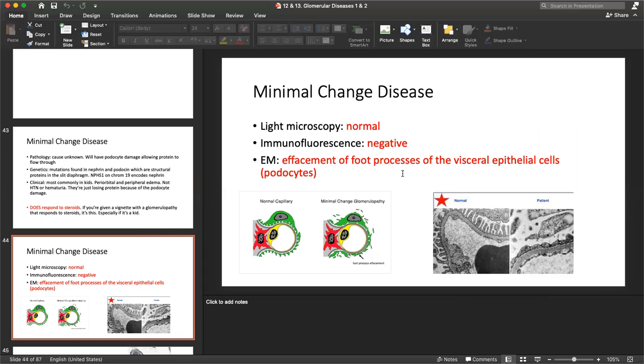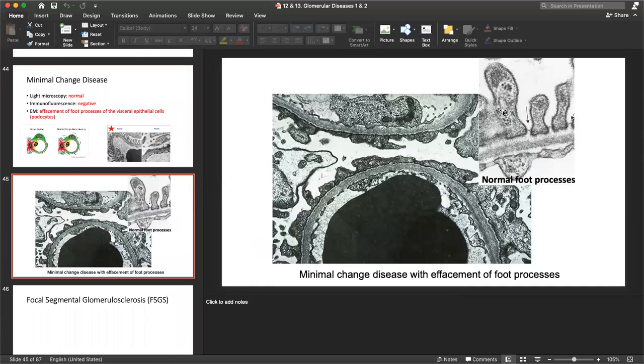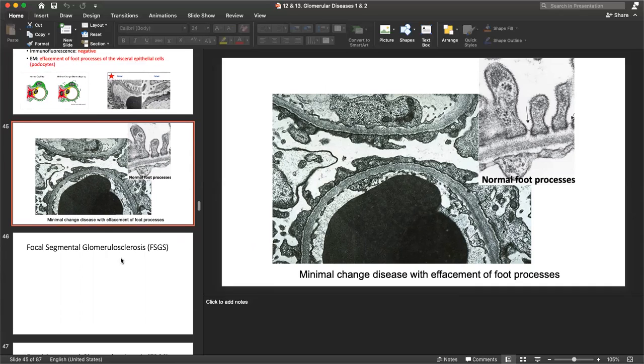I don't know why, but I think this is my favorite for some reason. So here's our foot processes, and then here, they're just melted looking. It's like you had candles and you just melted them all the way down. So minimal change. Here it is again. Foot process, flat, melted.